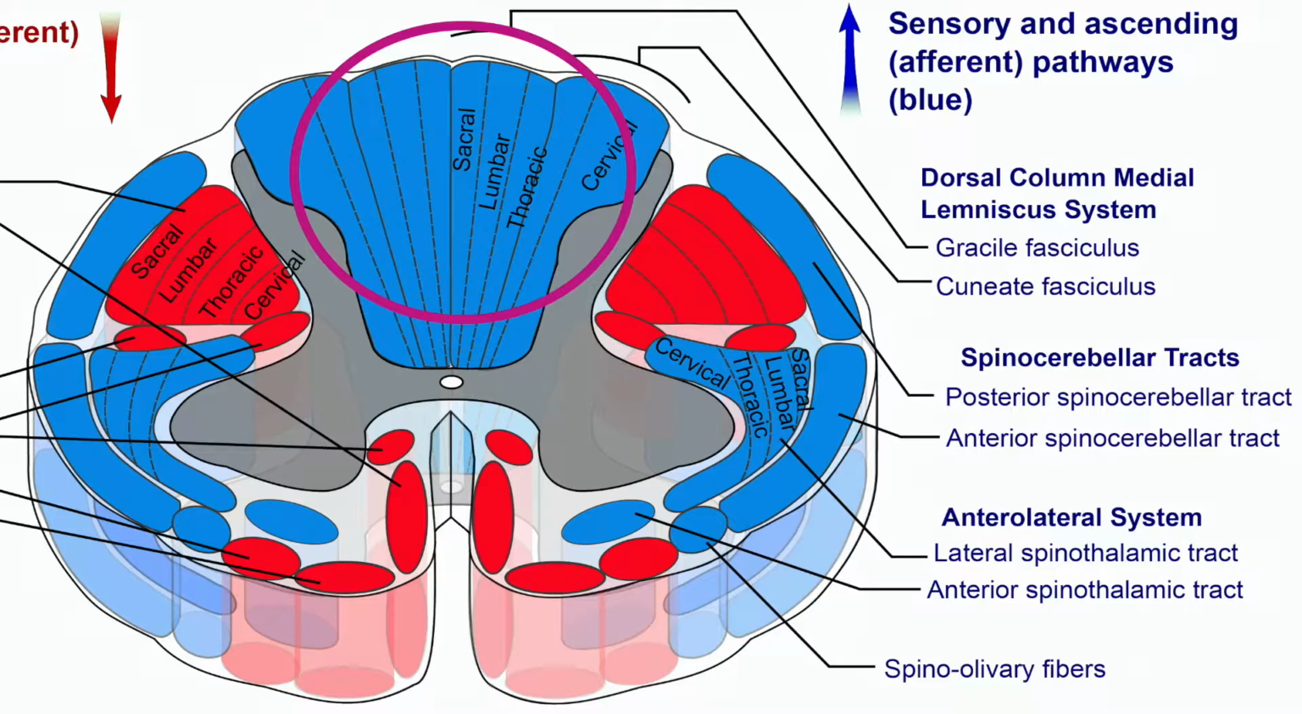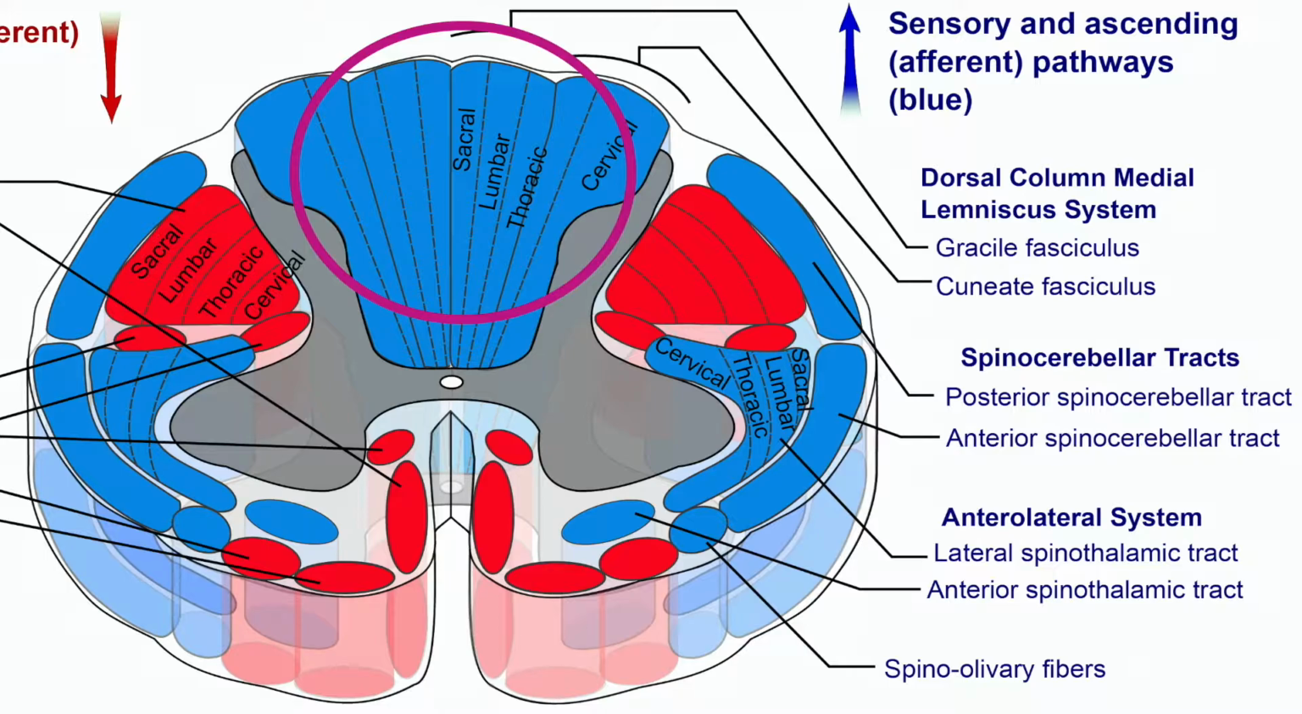Now, first, when you look at this, all of the blue areas are sensory fibers, okay? And all of the red areas are motor, which means that everything that's blue is going up towards the brain and everything that's red is coming down from the brain to create an action, all right?